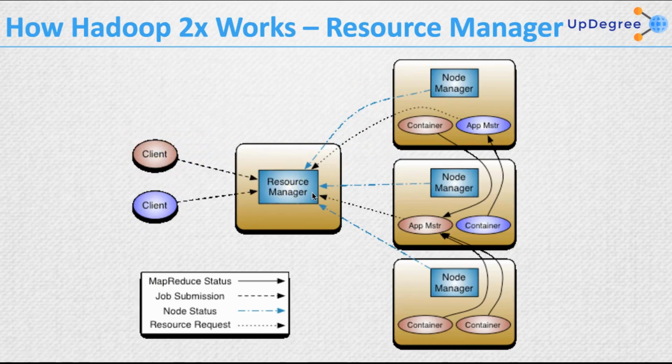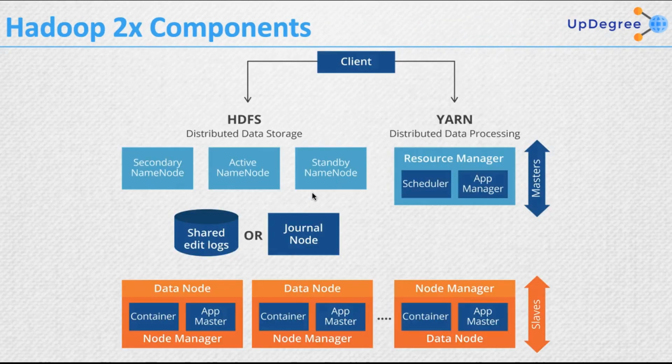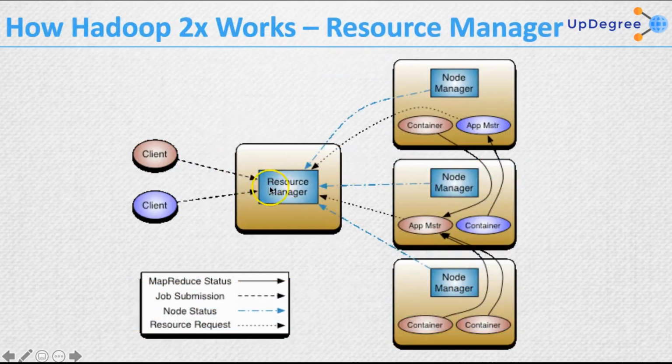Now what does the resource manager do? If we go back to the presentation, on the right hand side we can see two kinds of responsibility: one is the scheduler, another one is the app manager. The resource manager takes those responsibilities very seriously, and accordingly it will do the scheduling of the job. But before scheduling the job, there is another component inside the resource manager, the application manager, which does the management of applications in the cluster.